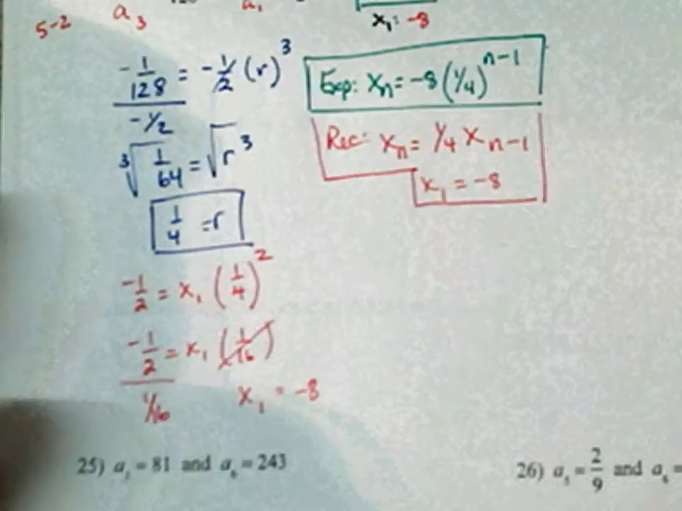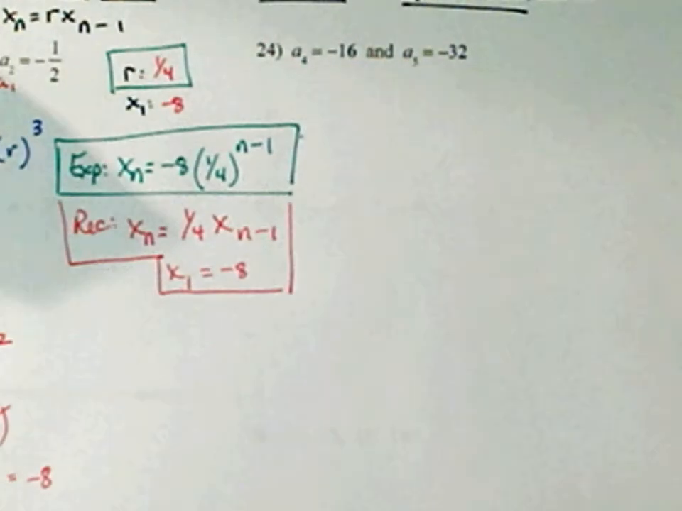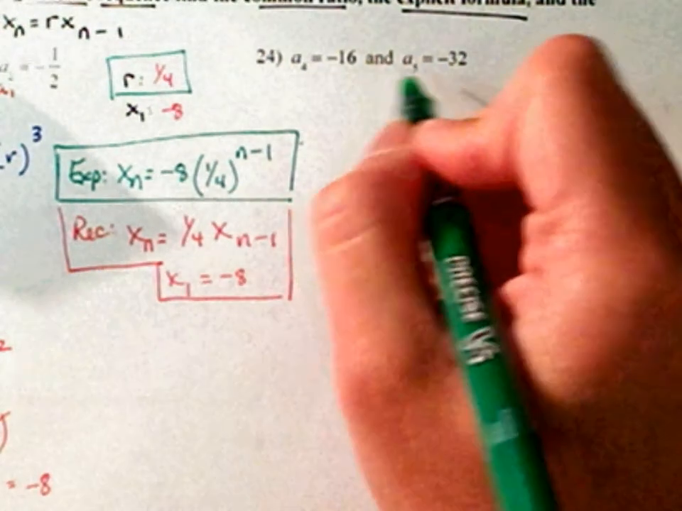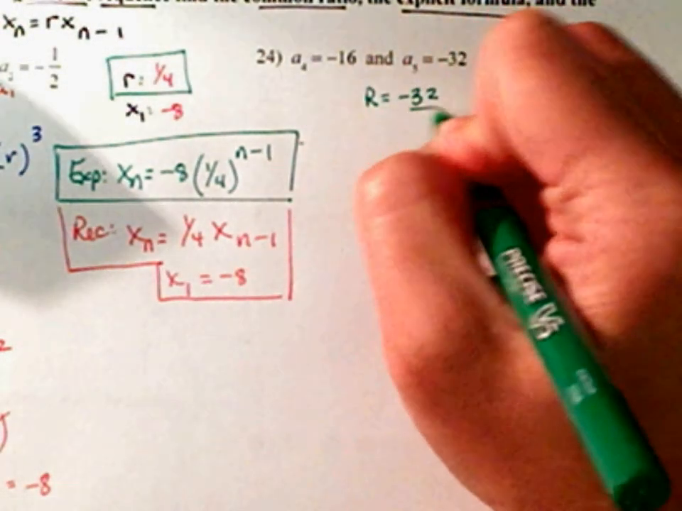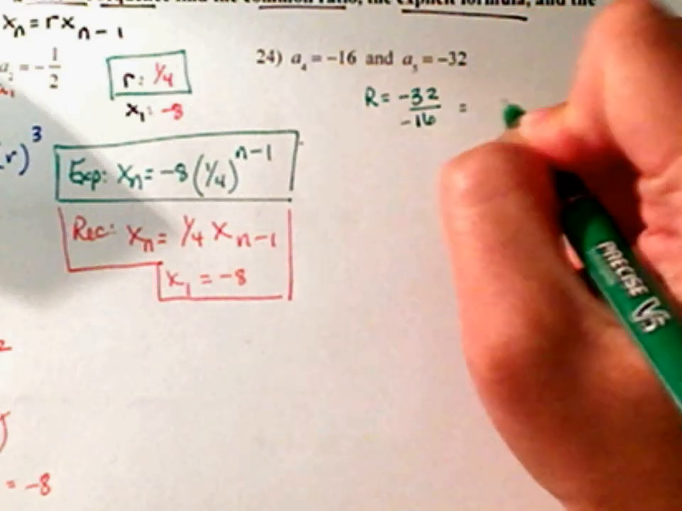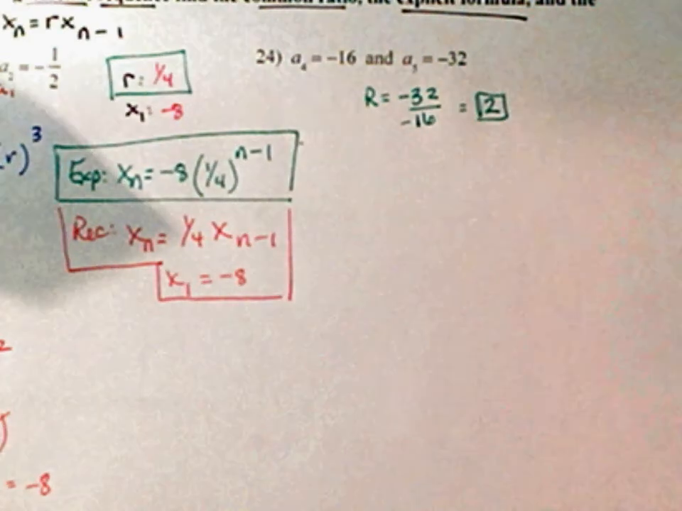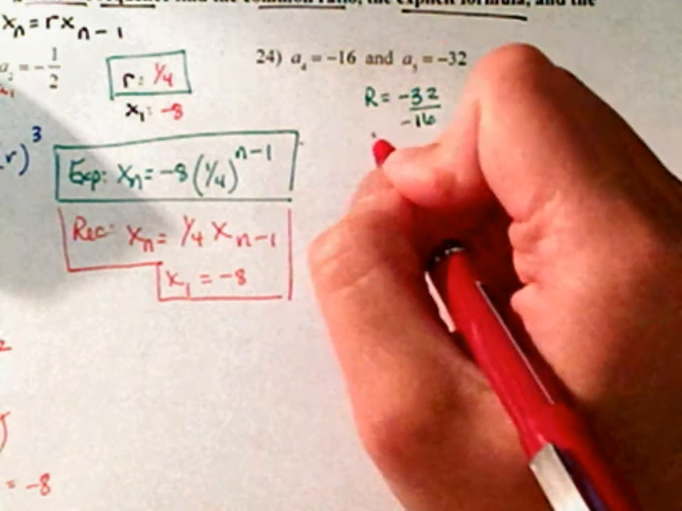All right, number 24. Okay. To find your ratio, this one's already in a series, so it makes it easier. You just go negative 32 over negative 16, which is 2. So there's your R. Let's go ahead and find our first term. I'm going to use this one.